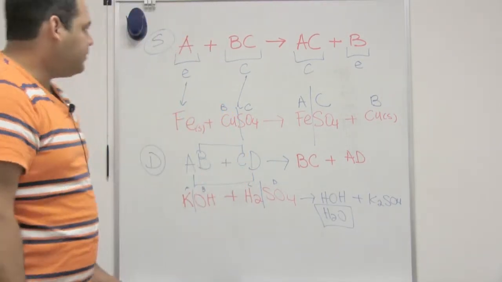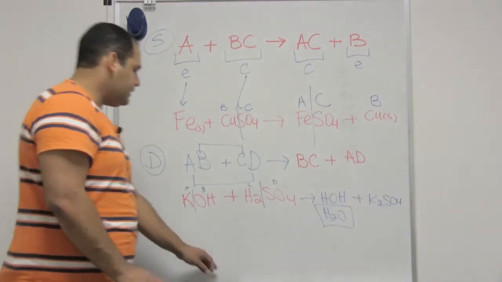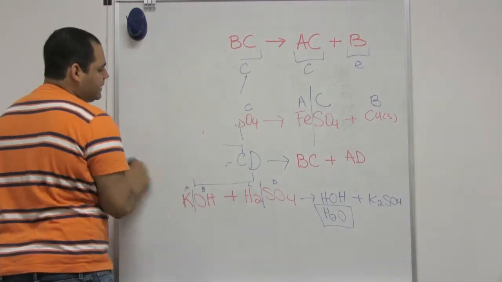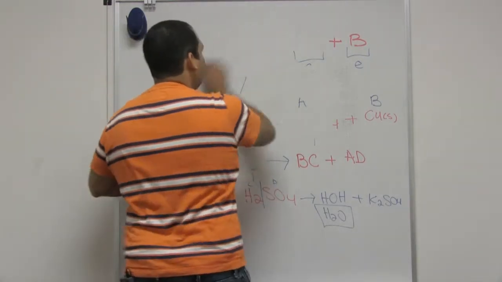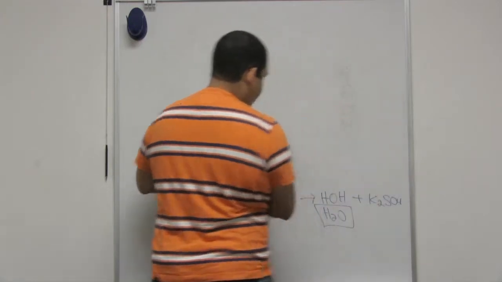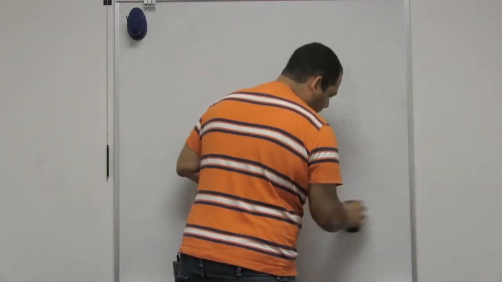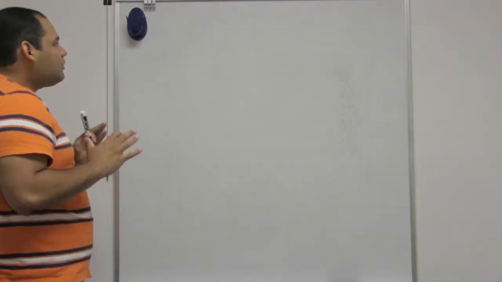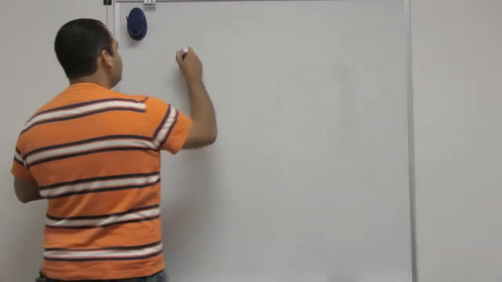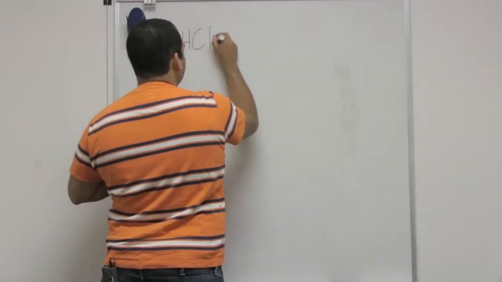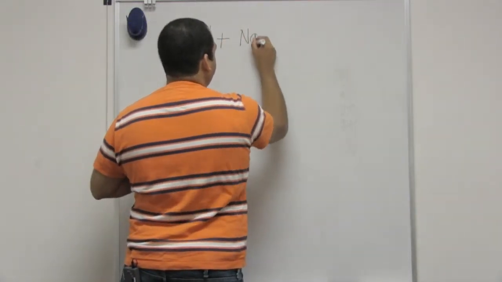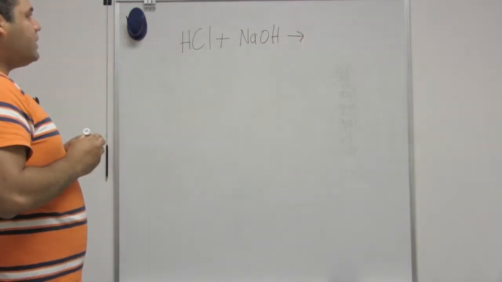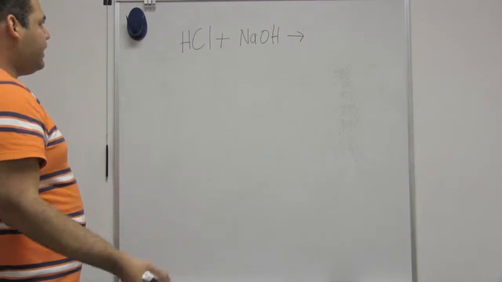So now that we understand synthesis, decomposition, single replacement and double replacement, I want to do some examples on the board where we need to identify what type of reaction I'm dealing with, and this is how your problems in Chemistry 101 will be. So they gave me HCl plus NaOH. And they say, tell me what is the final product, what type of reaction we have there.